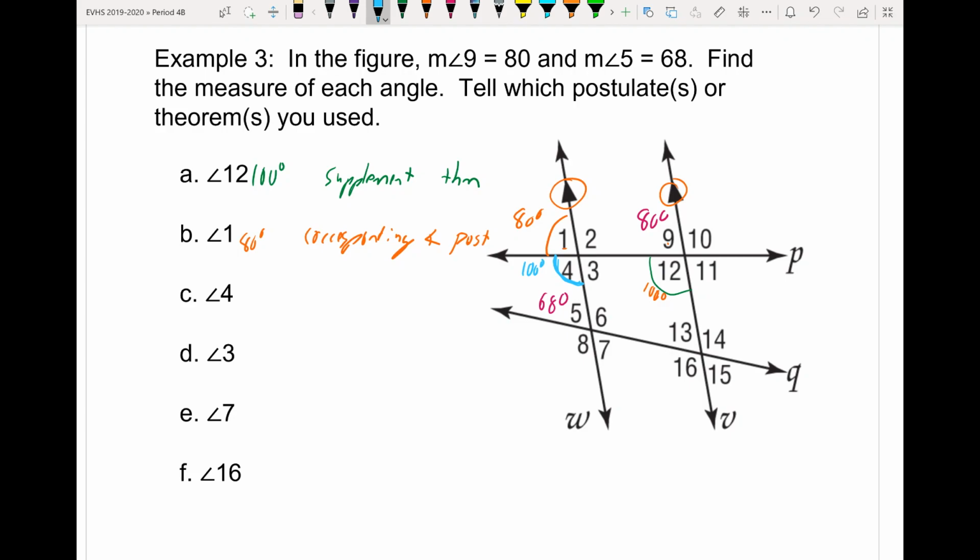It's a linear pair with angle 1, so I could use the supplements theorem. What else could I use? The corresponding angles postulate with 4 and 12. I'm going to choose to write it as the supplement theorem because it's less writing. The other one, the corresponding angles postulate, works because 4 and 12 are corresponding angles, therefore they are congruent.